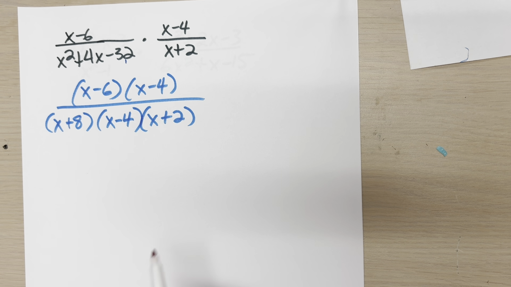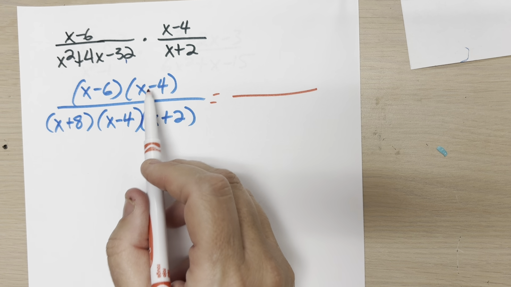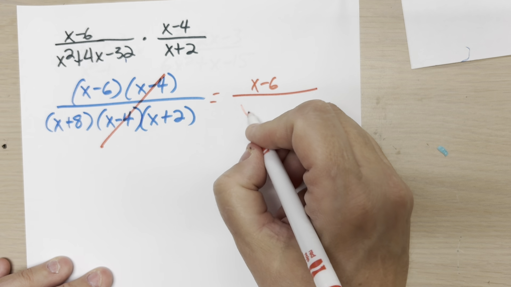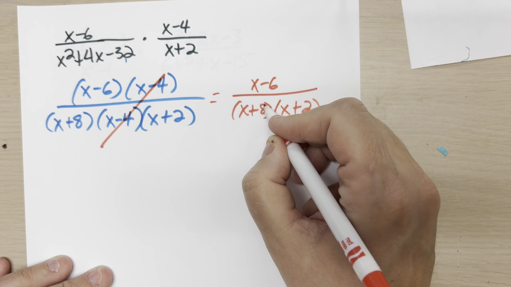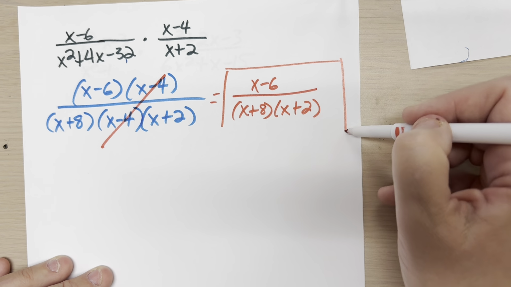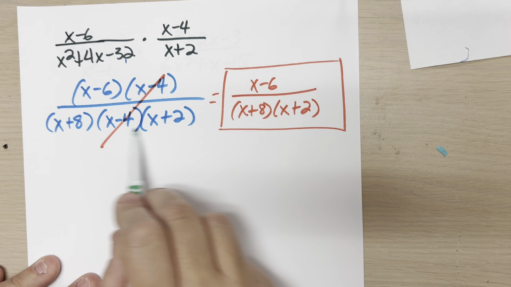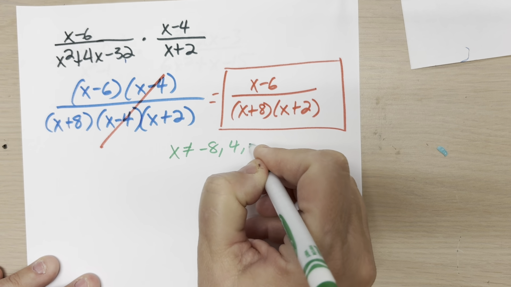Cool, cool, cool. Does anything cancel? Hopefully you're seeing the x minus 4s. I'm left with x minus 6 on top, x plus 8 on the bottom times the quantity x plus 2. That's where I would stop. And again, if you're looking at domain restrictions, check these all out here. X cannot be -8, 4, or -2.